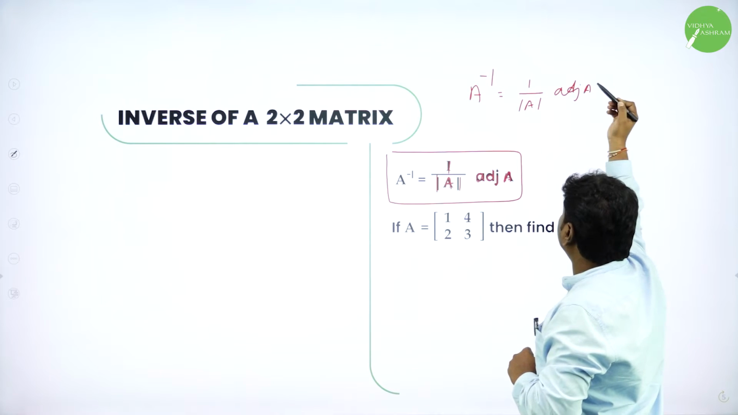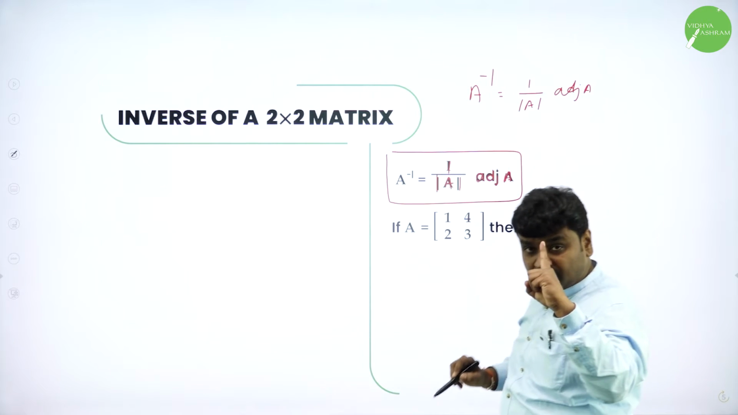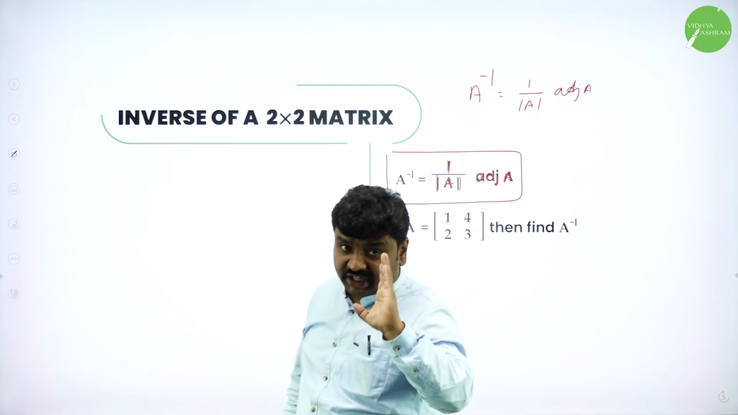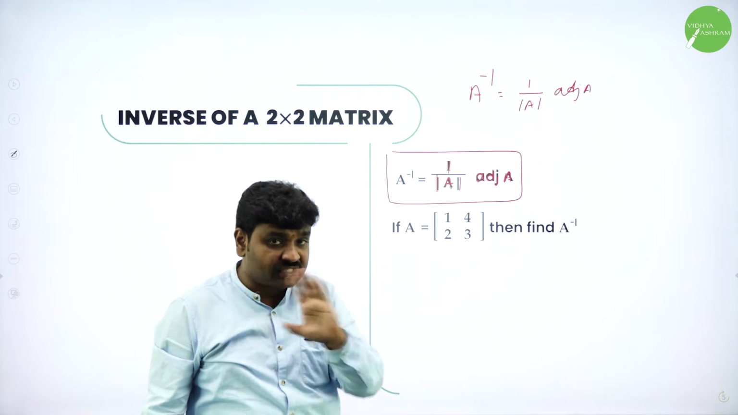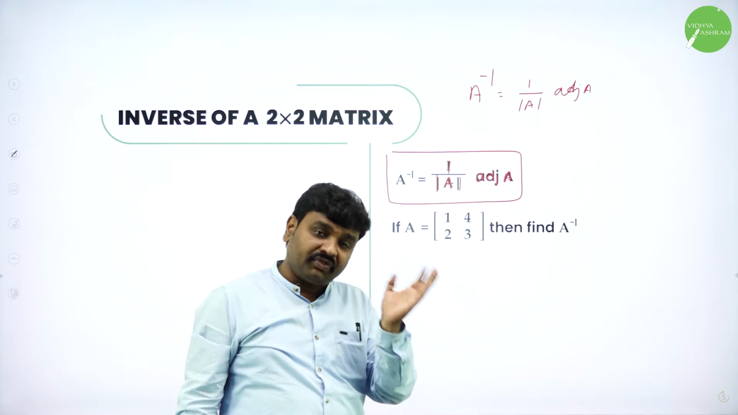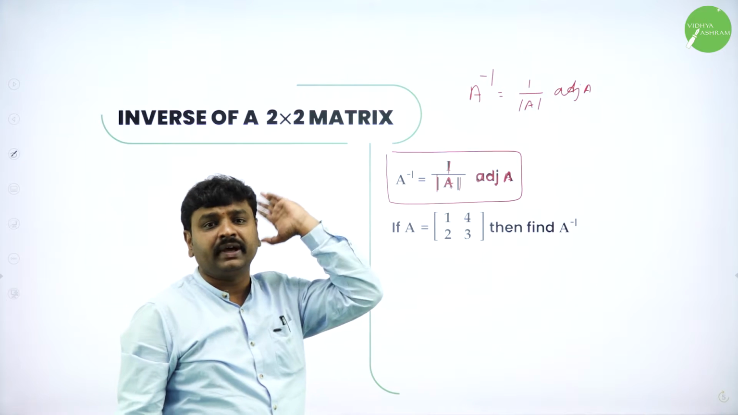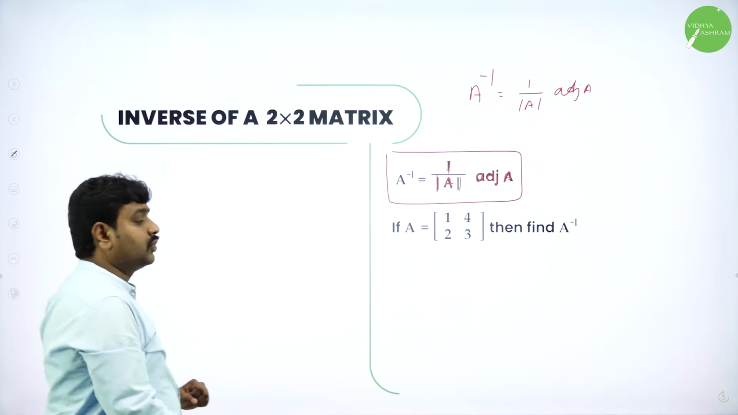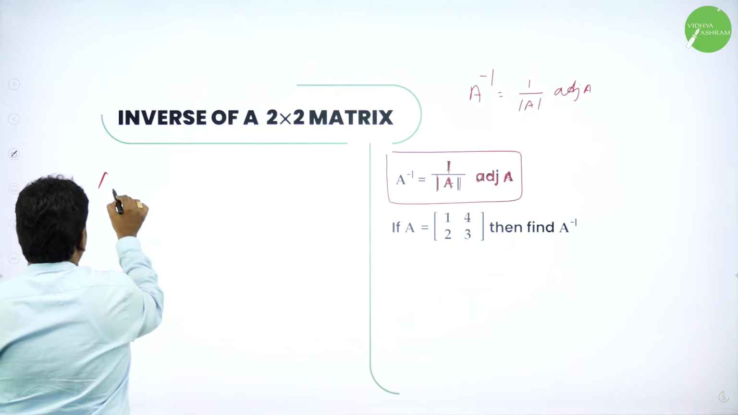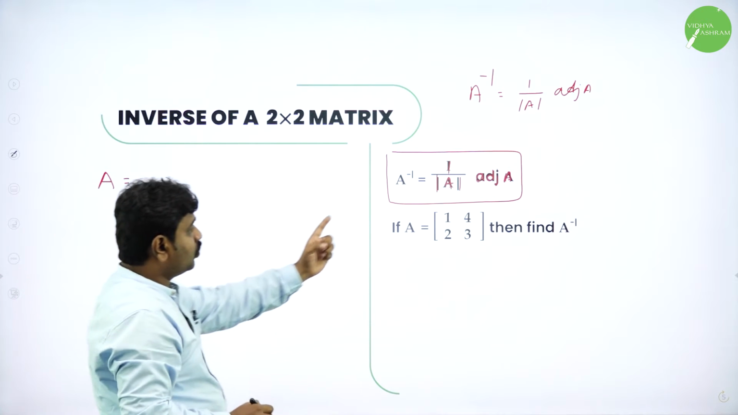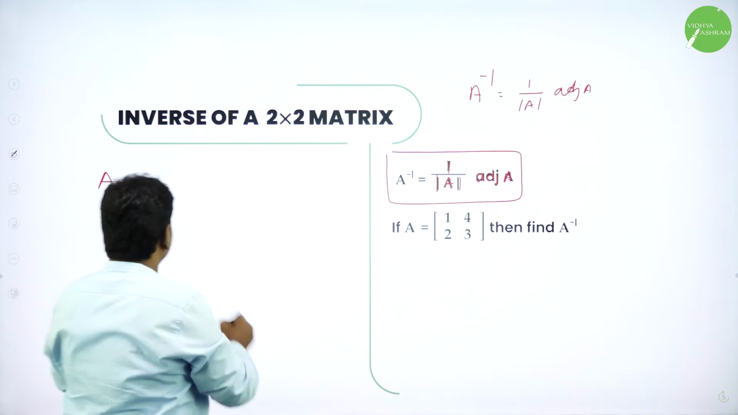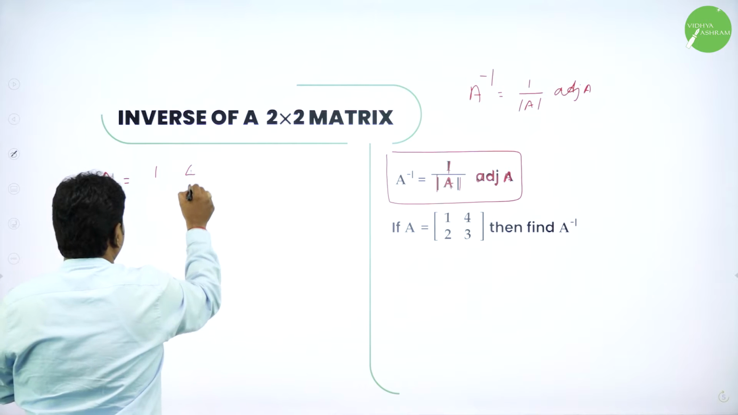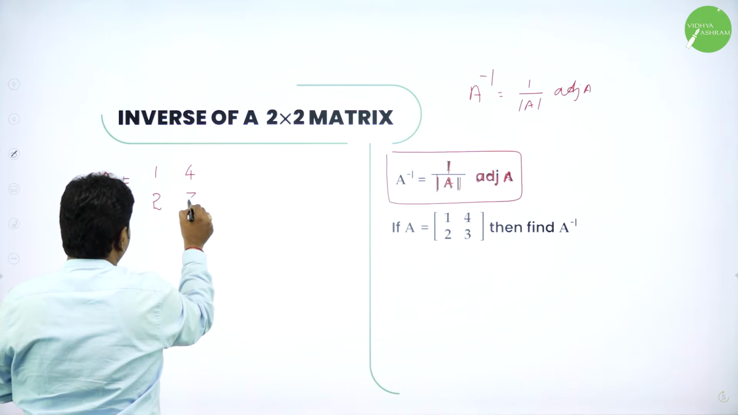Before you find the inverse, the first step is you should find the determinant. If you get determinant 0, we say it is singular, and inverse does not exist. If it is non-singular, then continue to find the inverse. Now, what is the A value? A given is [1 4; 2 3].